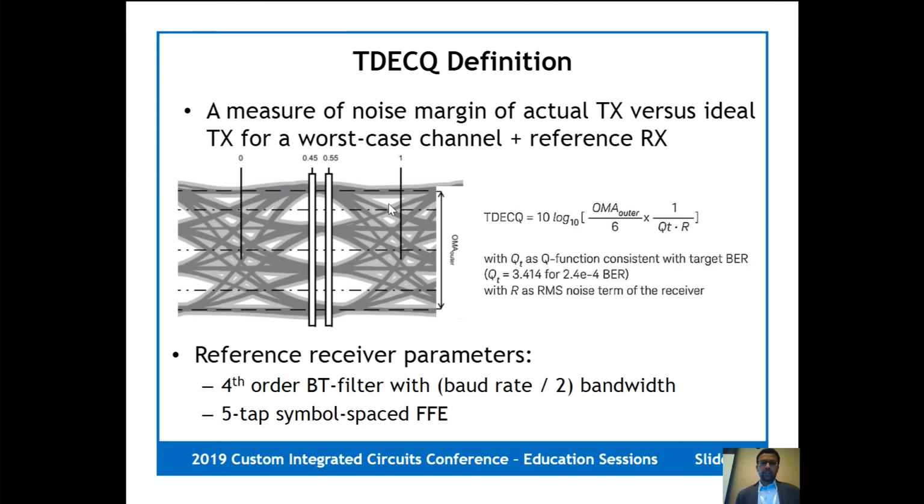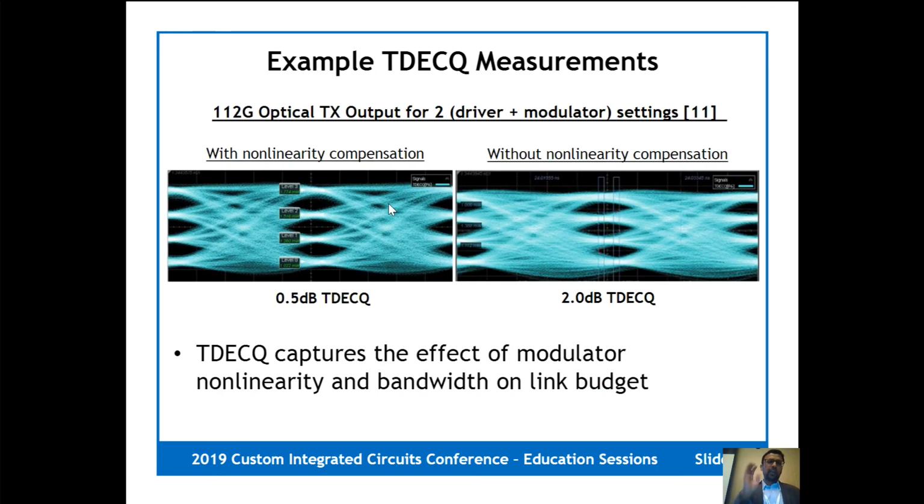And then compare that against what you would have gotten for a more ideal transmitter without distortion and noise. It's actually easier to see this in actual pictures. So here I'm showing two measurements that we did recently on a 112 gig optical transmitter. It's a silicon photonic ring modulator based transmitter that we presented at OFC last month.